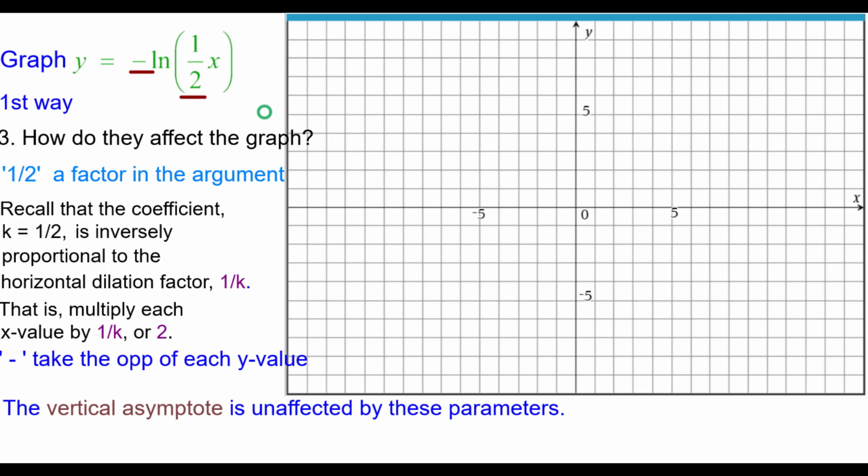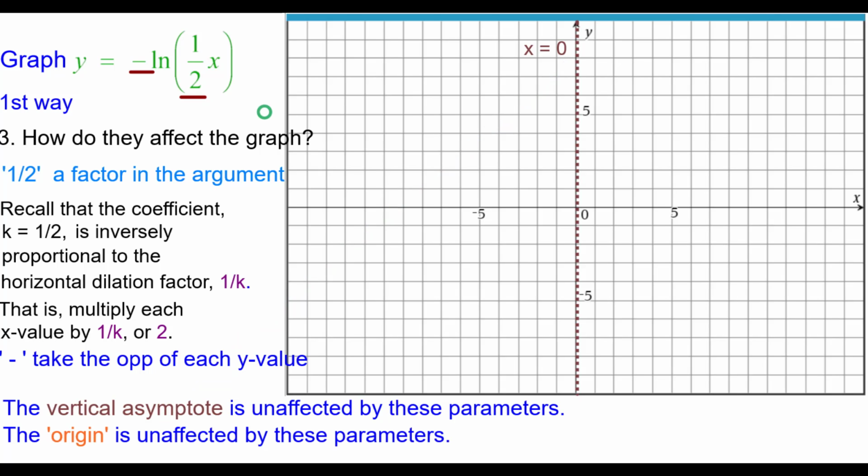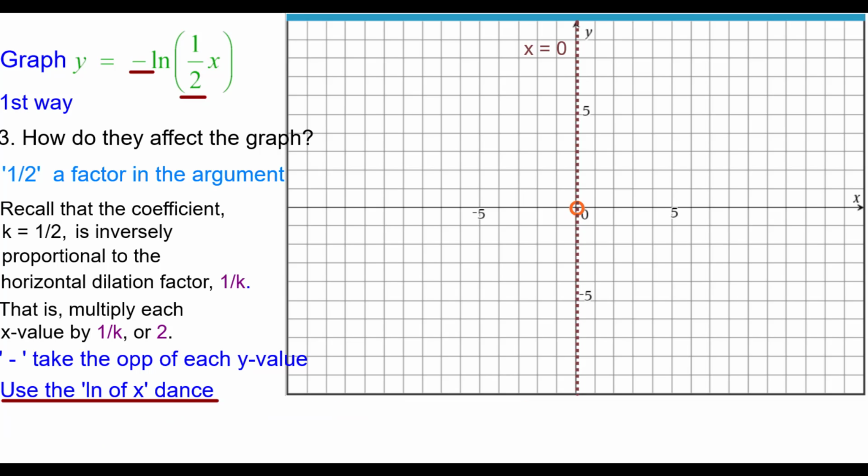Notice that the vertical asymptote is unaffected by these parameters. So we'll graph x equals 0, the y-axis, as our boundary line, our vertical asymptote. And the so-called origin is unaffected by these parameters. So we'll plot all points from the origin 0, 0. Now we're ready to do the natural log of x dance.